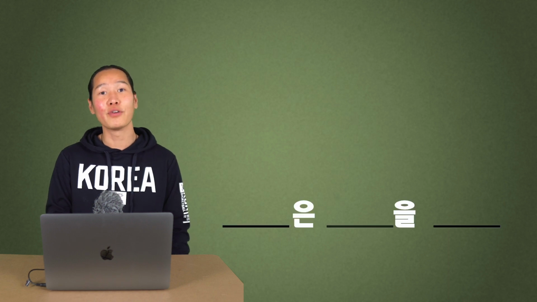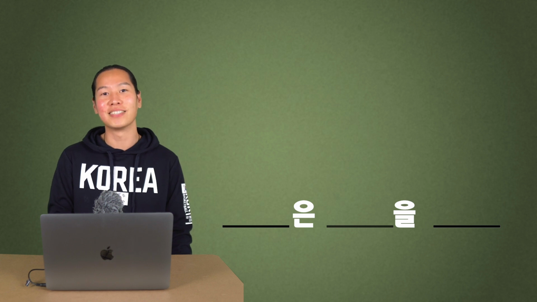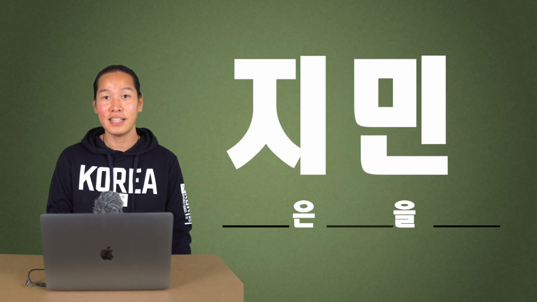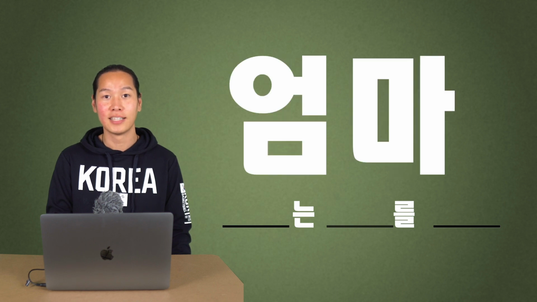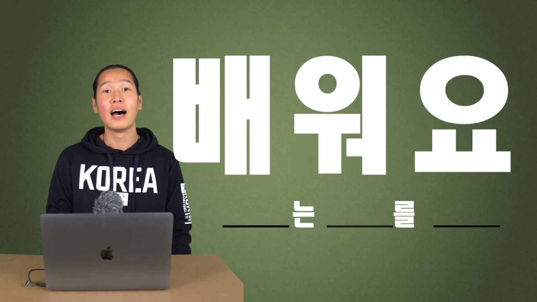Let's do some practice with what we learned today. I'm going to give you 3 words per sentence to complete, and you can write the answer in the comments, and I'll check the answer for you. First question, we have 밥, 지민, 먹어요. Second question, we have 사요, 가구, 엄마. Last question, 저, 배워요, 한국어. Great, I'm looking forward to see your answers in comment.